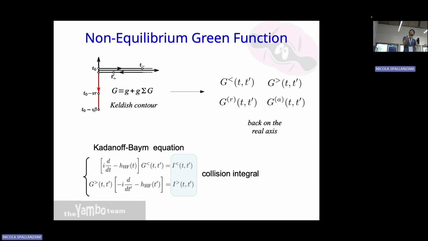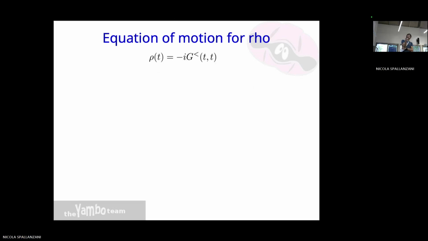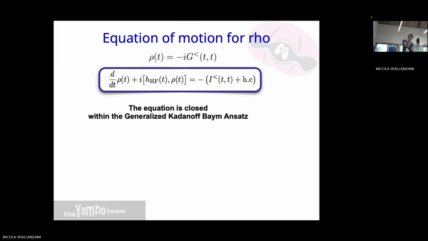So the main outcome of this analytic continuation from the Keldysh contour to the real axis is that in the end the Dyson equation becomes an equation of motion for this lesser Green's function, an equation of motion which contains the Hamiltonian term and then the collision integral. And one can, from this equation of motion for G lesser, derive an equation of motion for the one-body density matrix. So there is this relation between the two. And the equation of motion has this form.